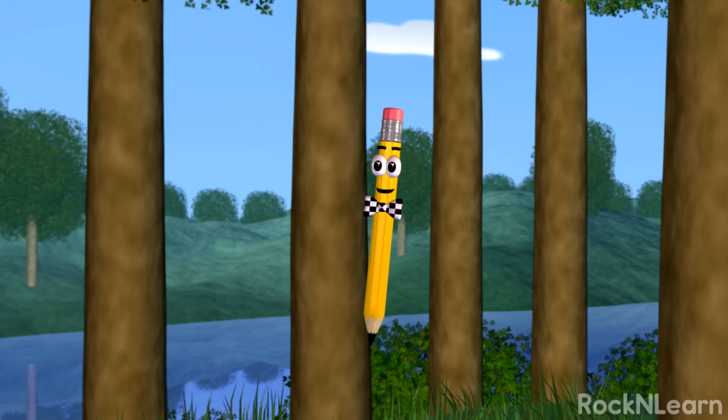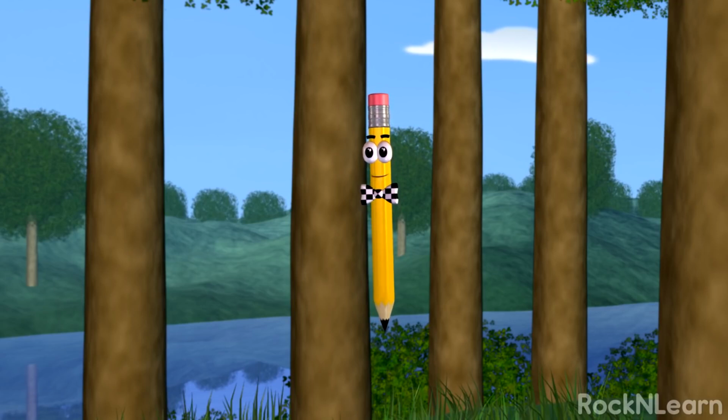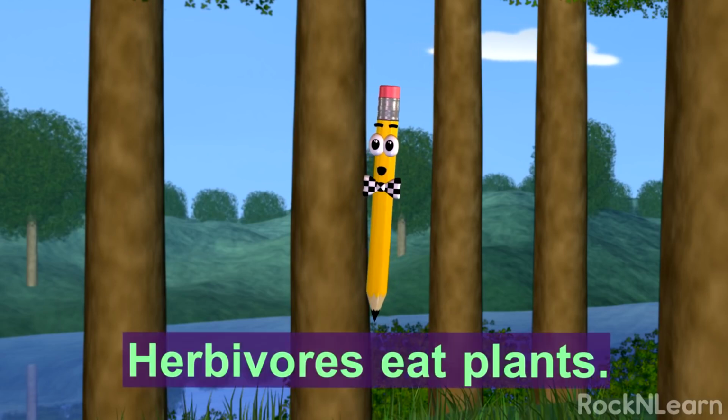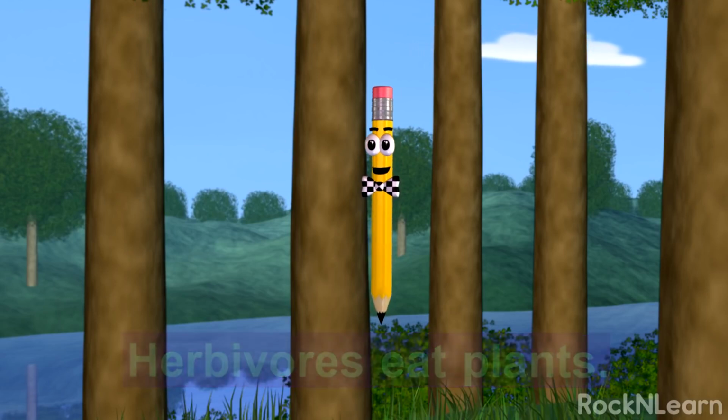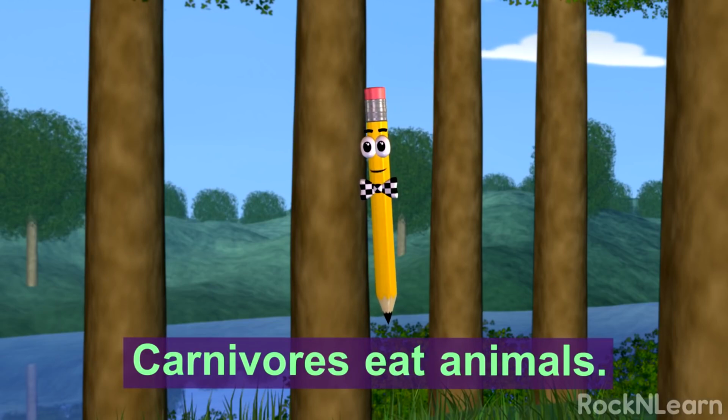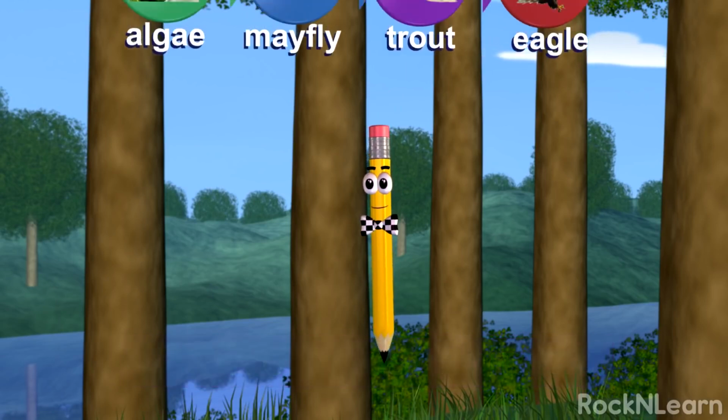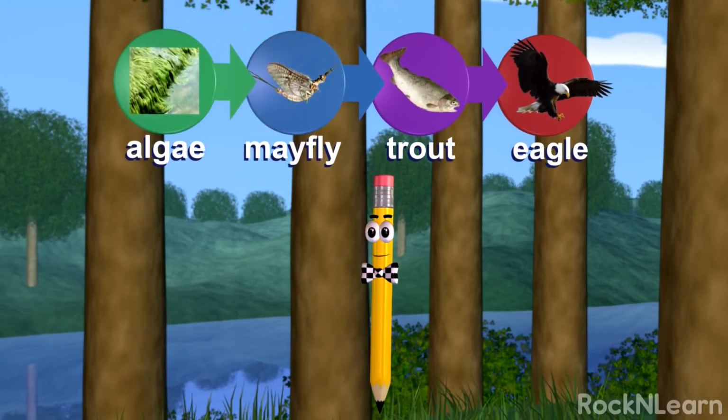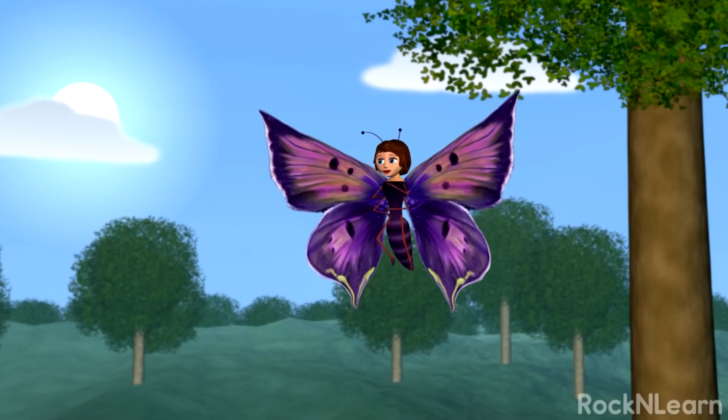Most animals cannot make their own food, so they must eat plants or other animals to get the energy they need to live. All animals are considered consumers. Herbivores or plant eaters consume plants. Carnivores consume other animals. So in this food chain, the mayfly, the trout, and the bald eagle are consumers. I think he's got it!